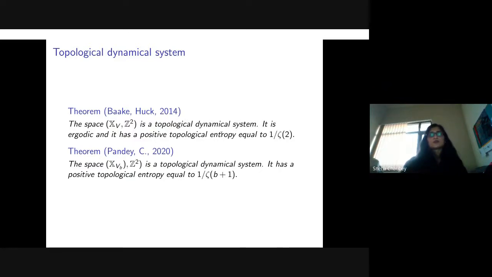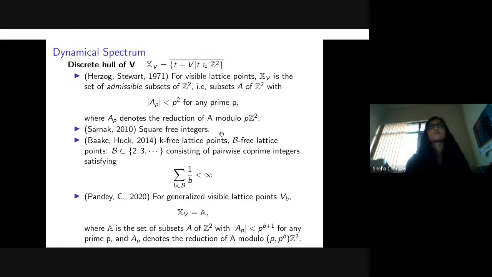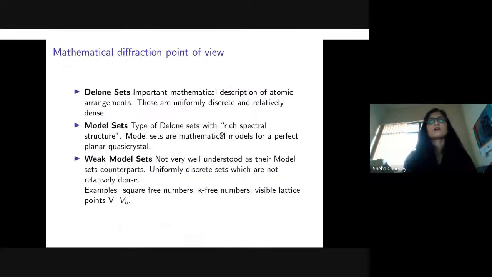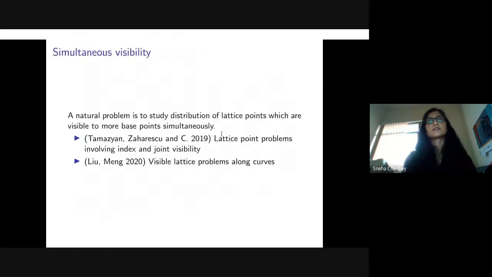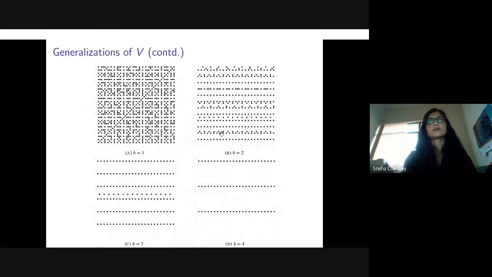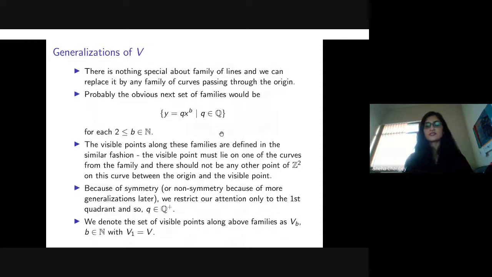So I will quickly summarize, and that also brings me to the end of this talk. We started with this general notion of visible lattice points, where we first looked at the density, and we also looked at the density for general polynomials. And then we looked at two notions, one from the point of view of topology and dynamics, and the other from the point of view of diffraction, only for this set V_B.